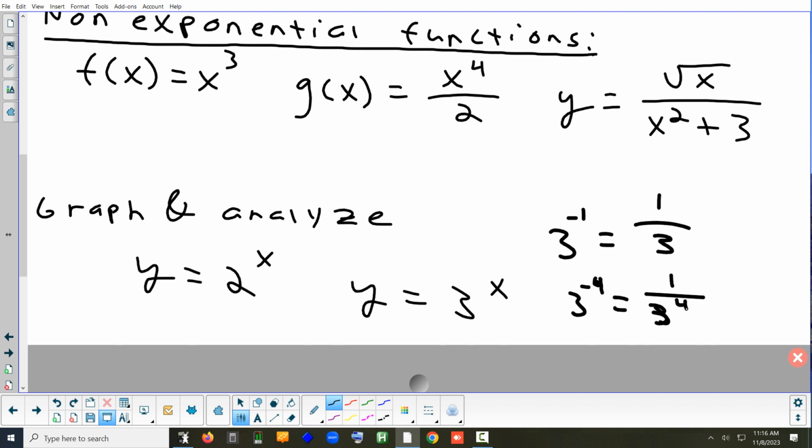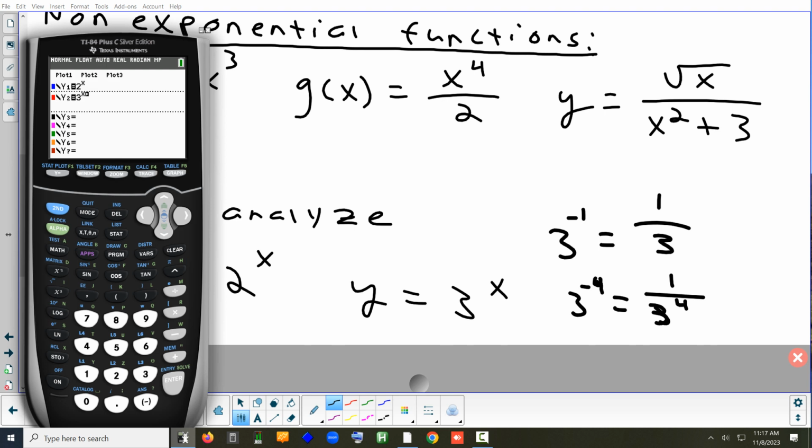And then all of a sudden, when you get past 1 for the exponent, that's when it's going to really start growing. 3 to the first is 3. 3 to the second is 9. By the time you get to like 3 to the 10th, it's off the screen. So it's going to look like it's flat or very close to 0 for a long time. And then after 1, it starts to curve up. So that's 2 to the x. And that's 3 to the x.